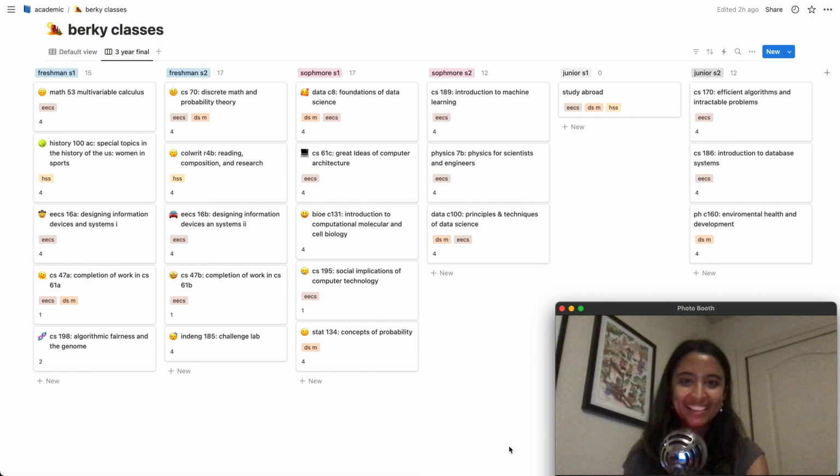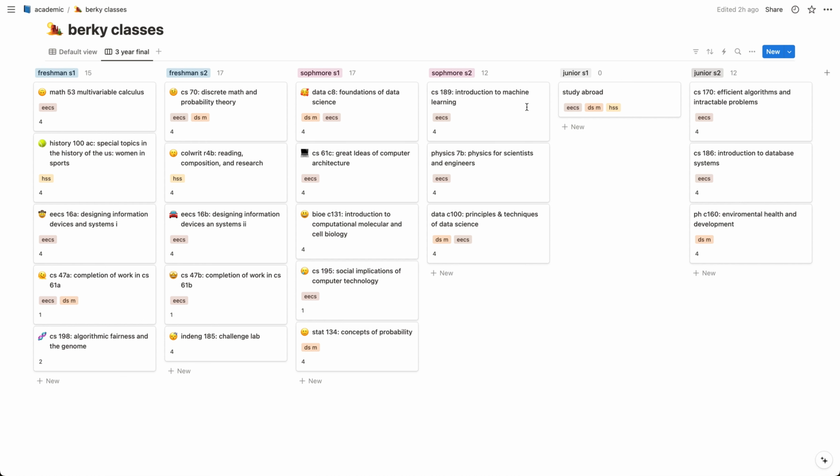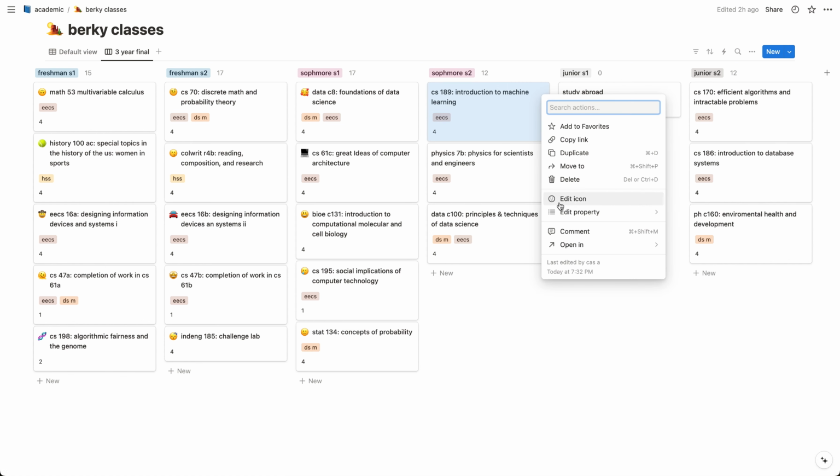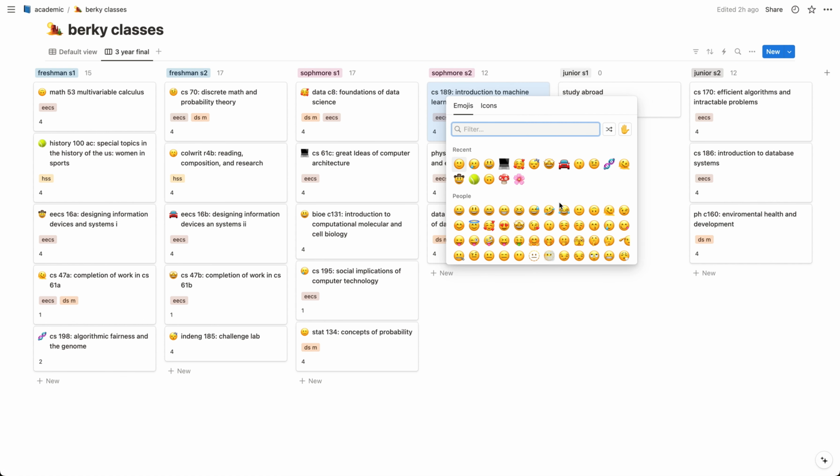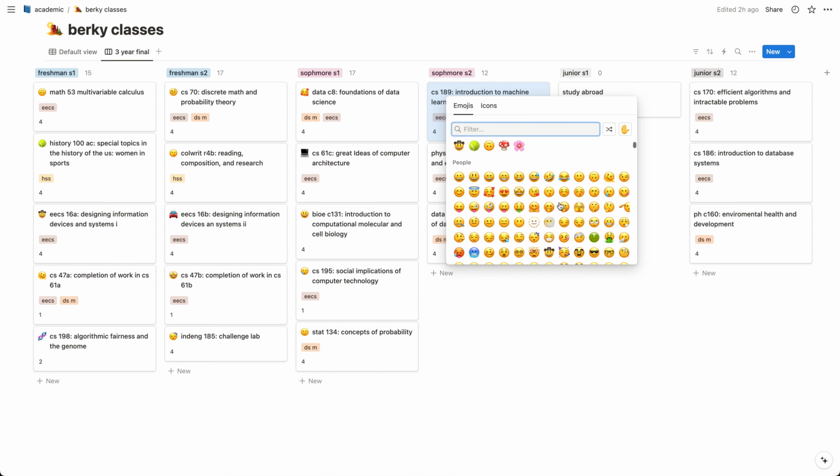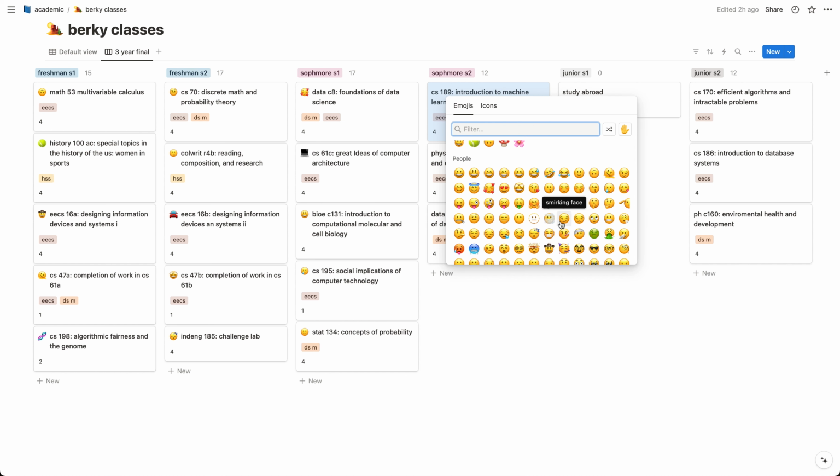Okay, let's rate the classes. Okay, CS 189, I feel like it was a tough but really gratifying class. You work hard, but okay, I'll describe how hard I was working. I went to office hours every week for my homework, but I feel like it was really worth it.